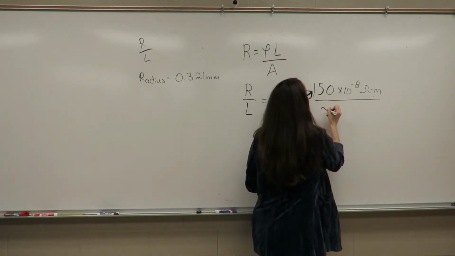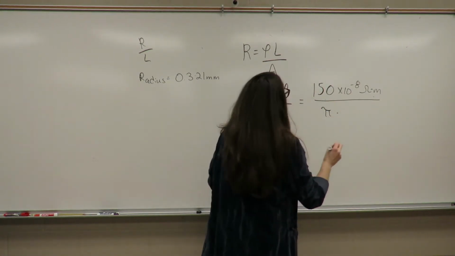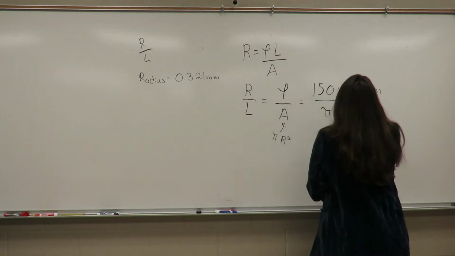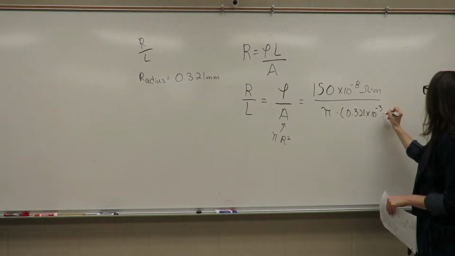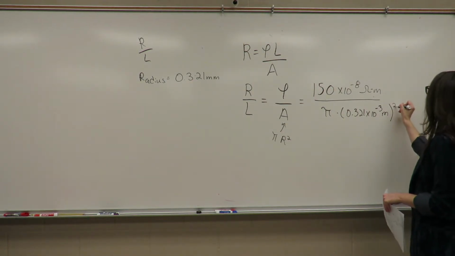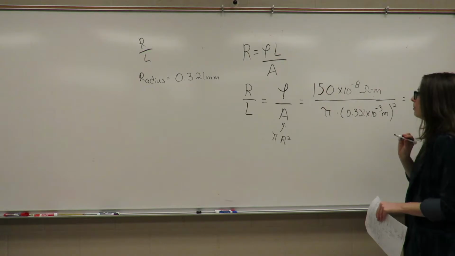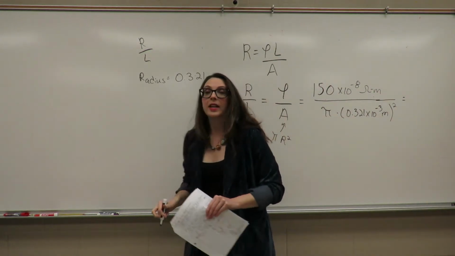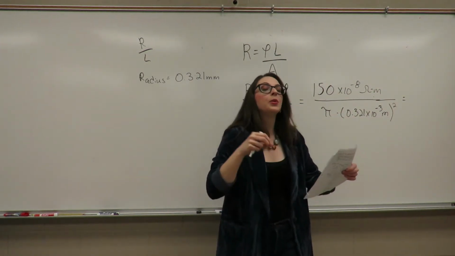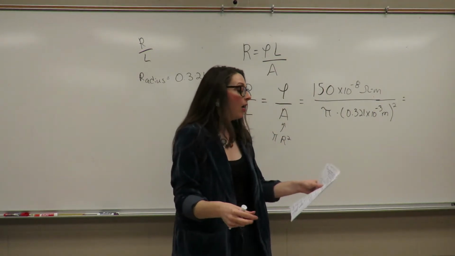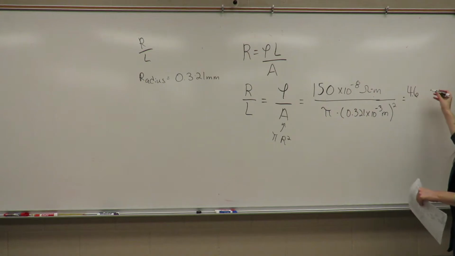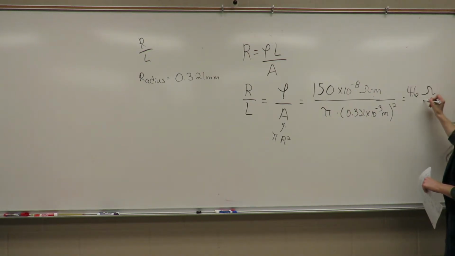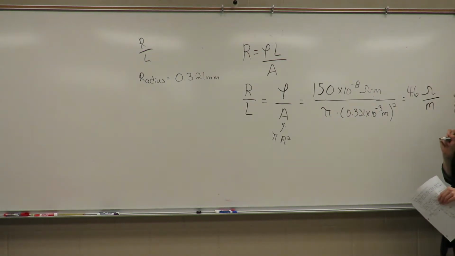So we've got pi times our radius, 0.321 times 10 to the minus 3 meters squared. All right, so just plug those into our handy calculator and we'll find that the resistance per unit length of this nichrome wire is 4.6 ohm over meter, ohms per meter.